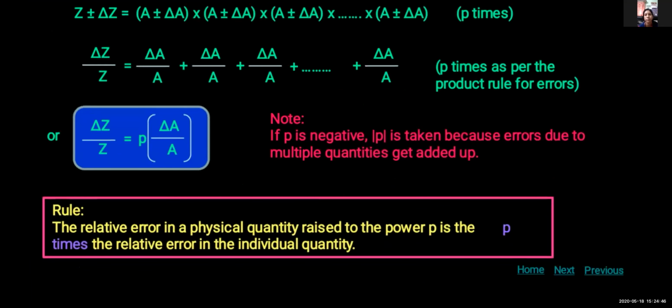So the rule: the relative error in a physical quantity raised to the power P is given by P times the relative error in the individual quantity. I hope this is clear to you. If you are asked the error in C, where C equal to P square into Q square, then the relative error is delta C upon C equal to 2 into delta P upon P plus 2 into delta Q upon Q.